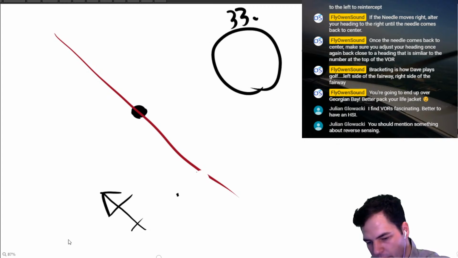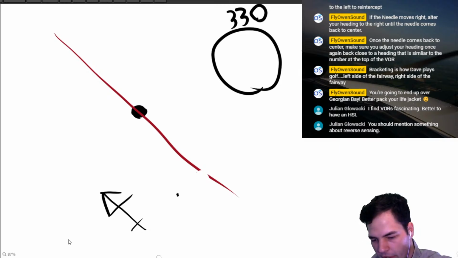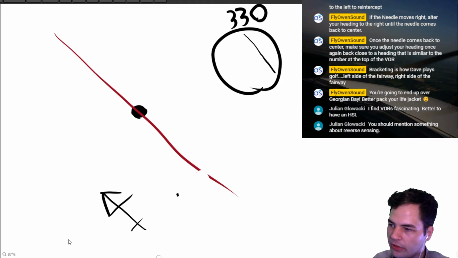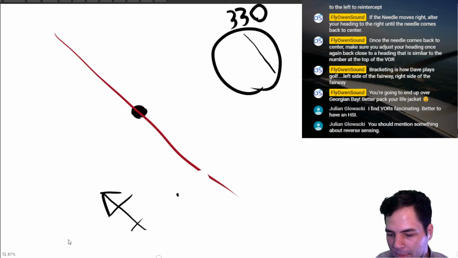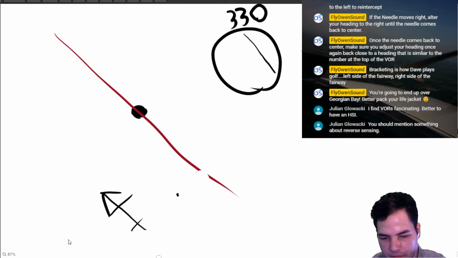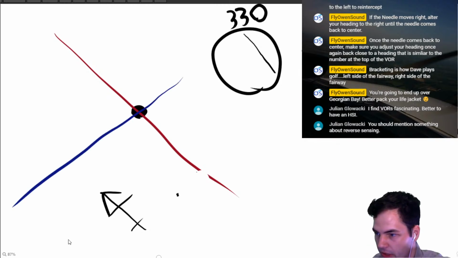So 330 radial. And then again, in this case, we have the needle deflected to the right because the radial is to the northeast of us. What does the to/from flag say for this scenario? I'll draw in our secondary line, or to/from line, 90 degrees off.